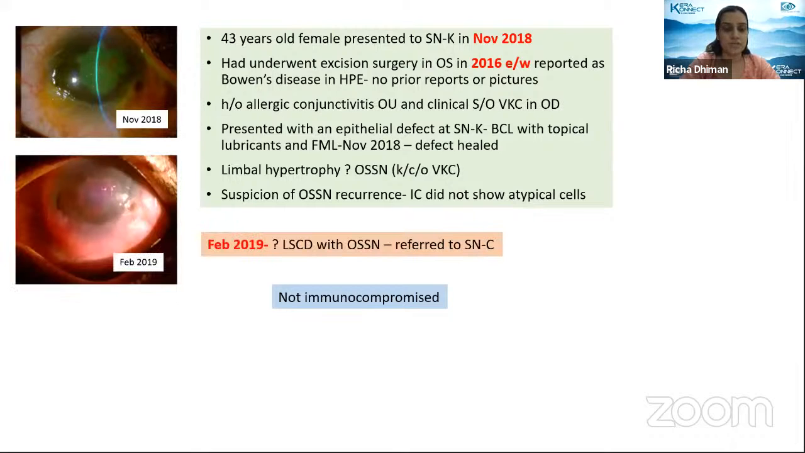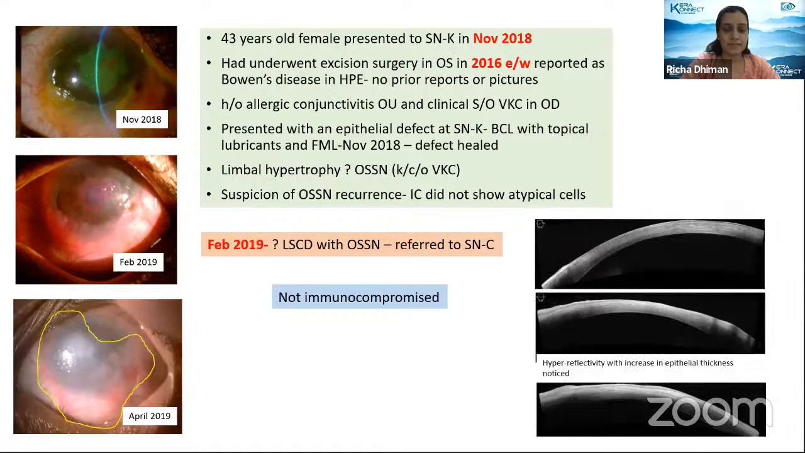In February 2019, we noted rose Bengal staining involving the central area of the cornea. And in April 2019, there was a diffuse lesion involving the cornea as well as conjunctiva, although not very typical of OSSN. But when we repeated the impression cytology, it showed atypical cells along with a mild increase in epithelial thickness on ASOCT, and hence we started the patient on topical chemotherapy in the form of interferon alpha 4 times a day in the left eye.